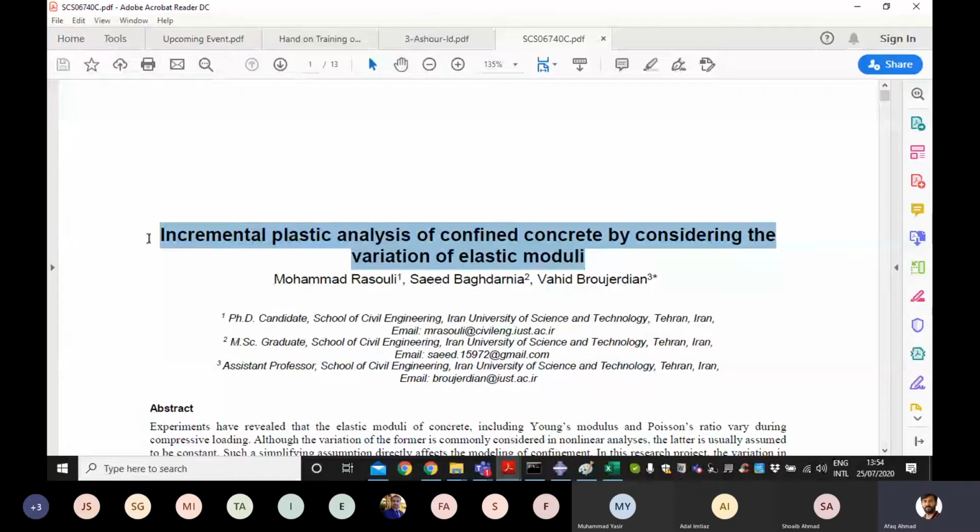If young minds, like BSc students or master students, see this, they may think there is some rocket science in this paper. They are using incremental plastic analysis of confined concrete by considering the variation of the elastic modulus. It sounds very interesting or very complex, and difficult to understand. But believe me, it's nothing.